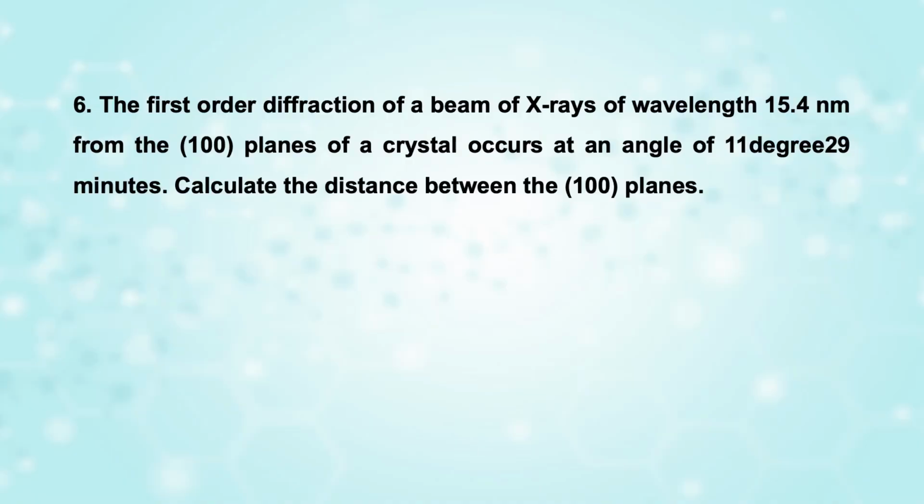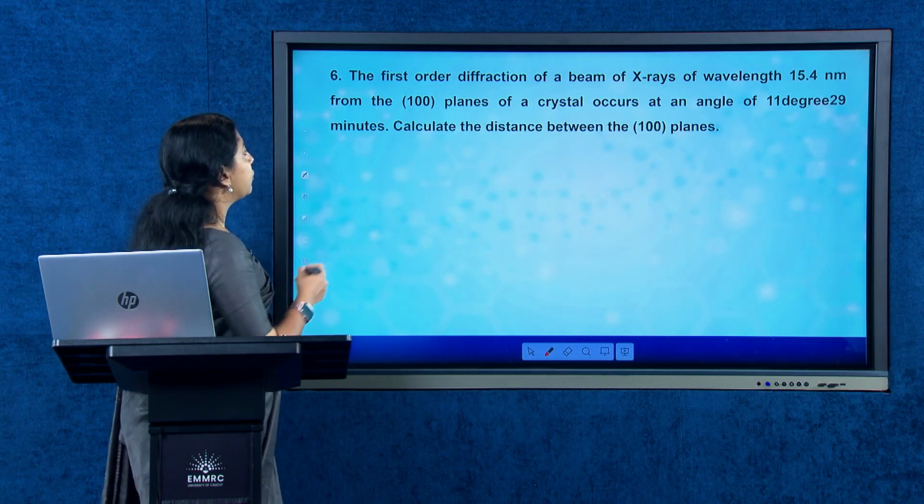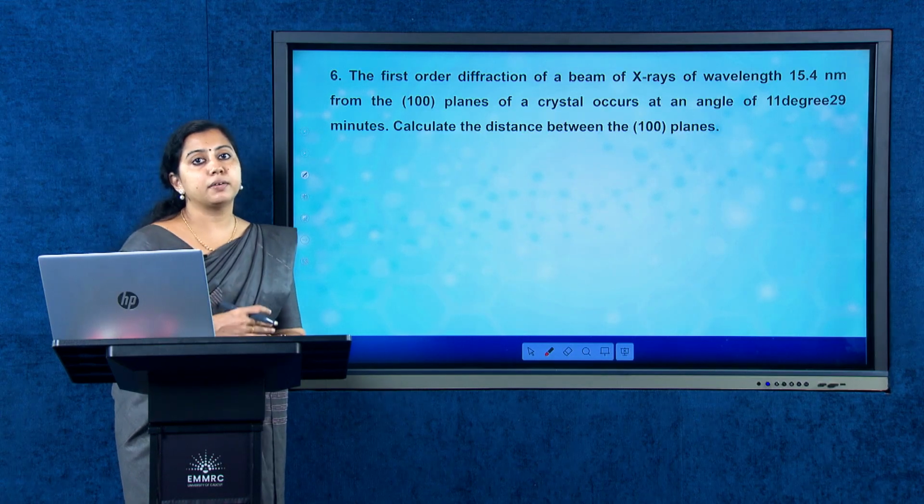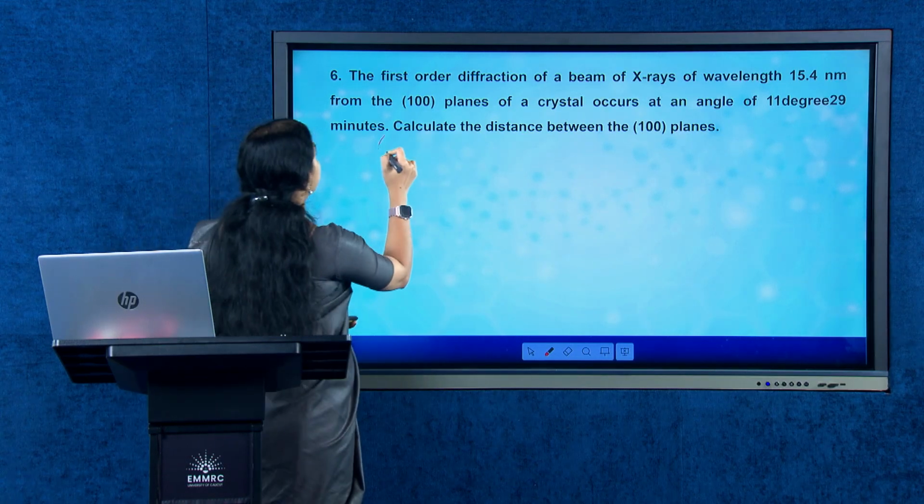Now, we will move on to the sixth question. The first order diffraction of a beam of X-rays of wavelength 15.4 nanometers from the 100 planes of a crystal occurs at an angle of 11 degree 29 minutes. Calculate the distance between the 100 planes. So, here you have to calculate the distance between the planes, the plane given as 1, 0, 0 plane.